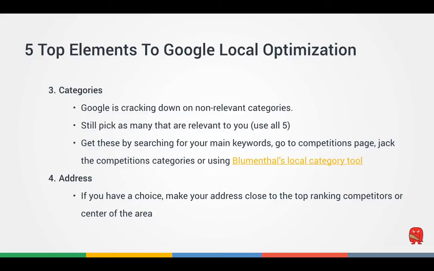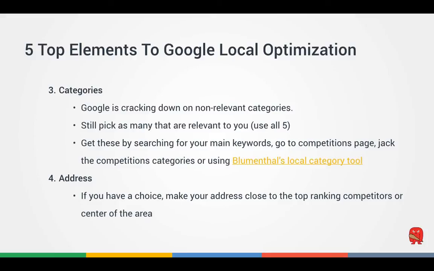Here's what I would suggest in order to figure out what categories you want to pick. What you want to do is type in that main keyword, the one that you're really gunning for, see what the local 7-pack brings up, go to their Google Plus page or their Google Local page and look at the categories that they're using. You can steal those and just put them in your page, and then you'll have the perfect categories for something that's already ranking. The second thing you could also do is use Blumenthal's local category tool.